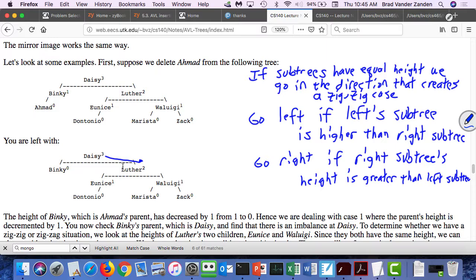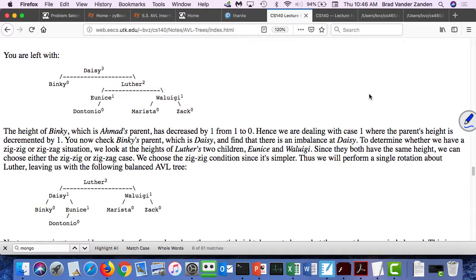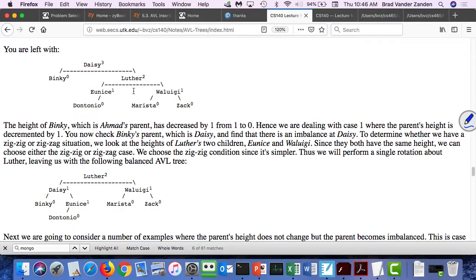So what direction does that mean we're going to go in this case? We already went to the right because the higher subtree was to the right. So from Luther, Luther's two subtrees have equal height. We're going to the right because we want a zigzag. So if we have a zigzag and the imbalance node is daisy, what are we going to rotate about? Luther, very good, because Luther is the child of daisy. So when we do that, notice, daisy is going to become the left child of Luther. Daisy keeps Binky as its left child. Daisy adopts Eunice, its subtree, as its right child. And Luther continues to hold on to Lyugi as its right child.